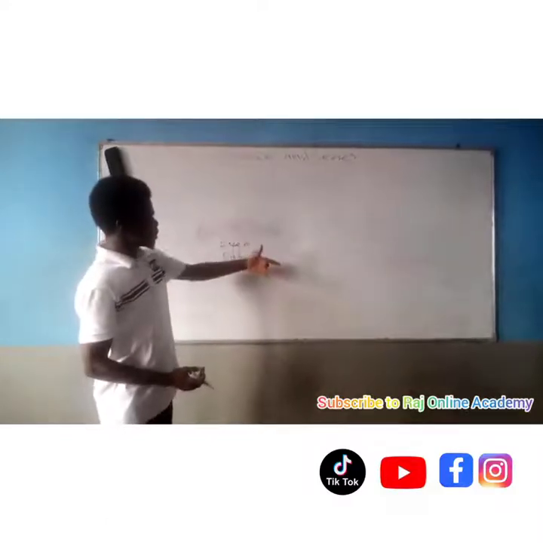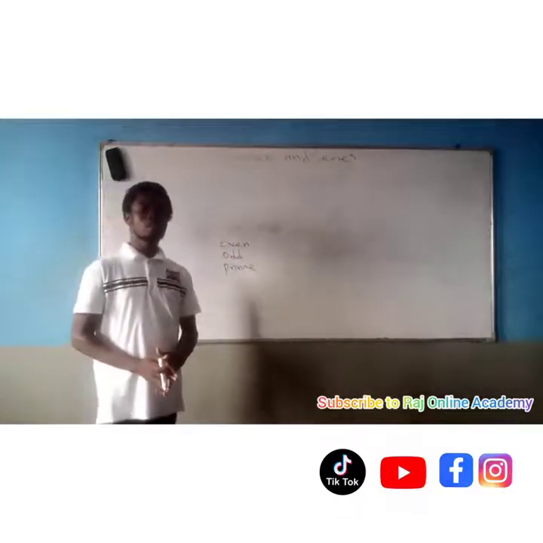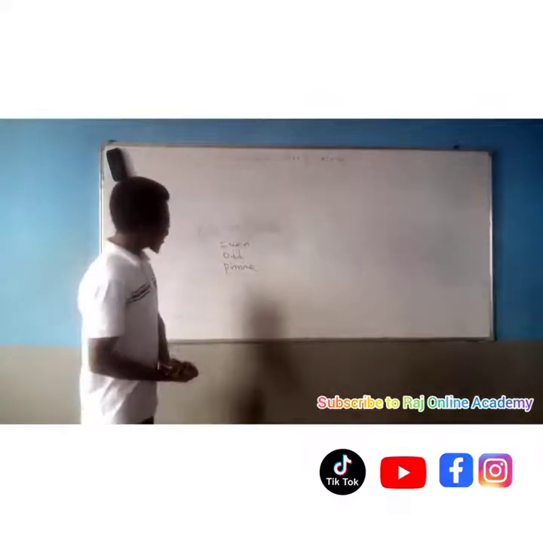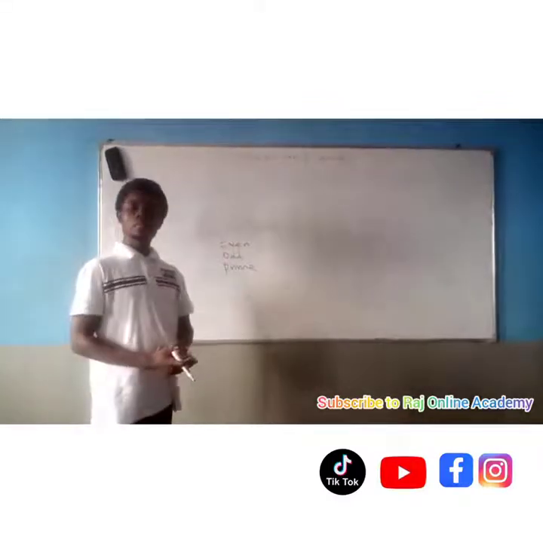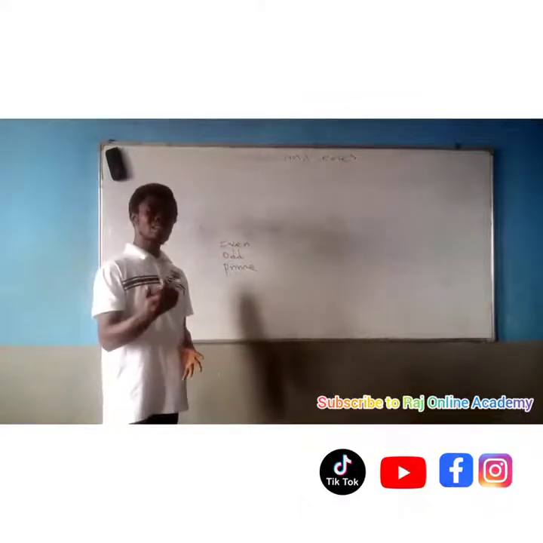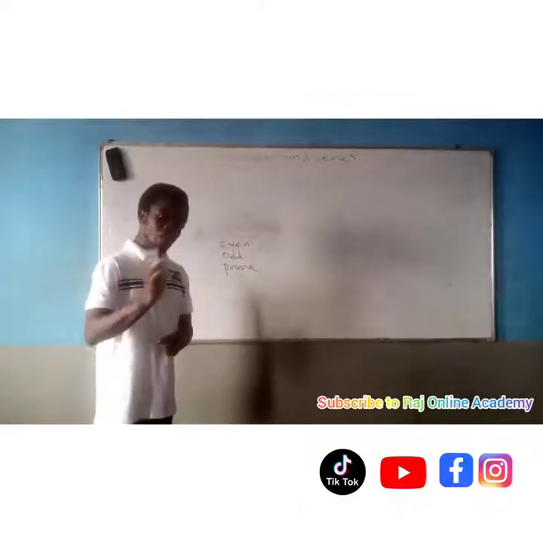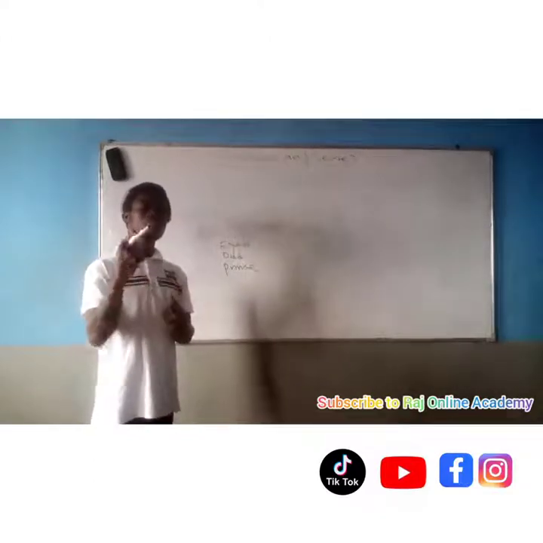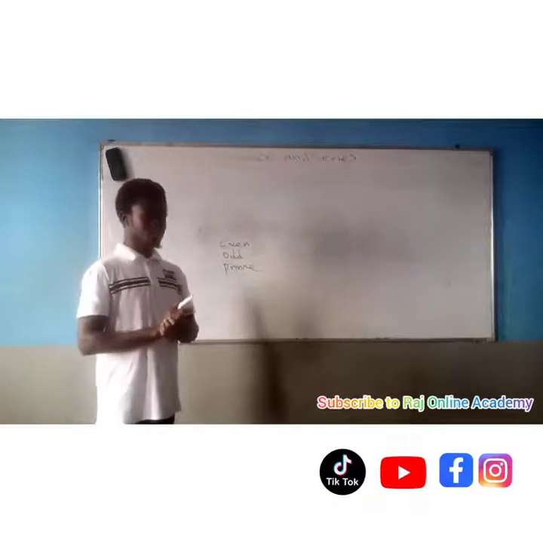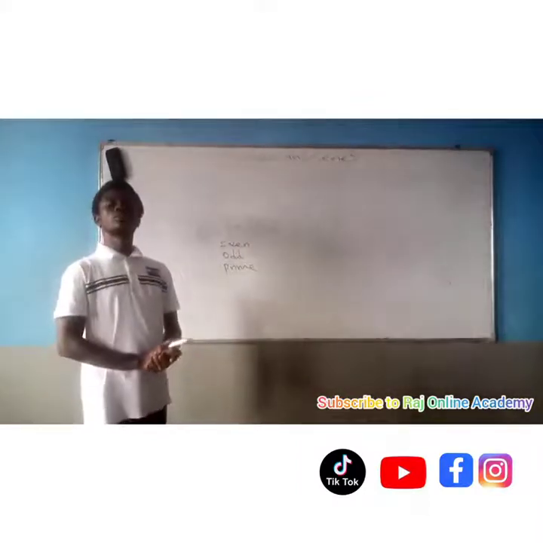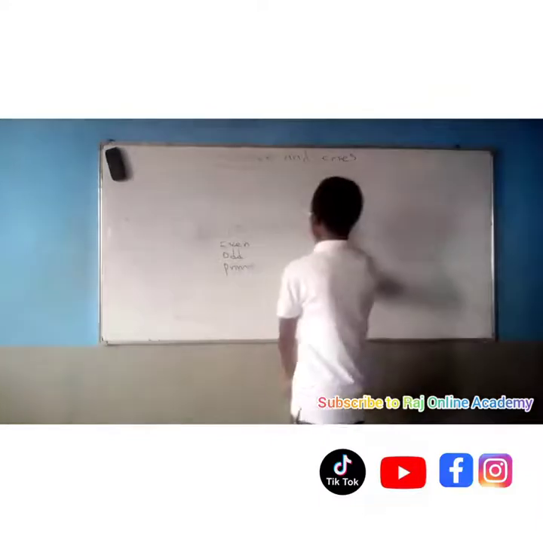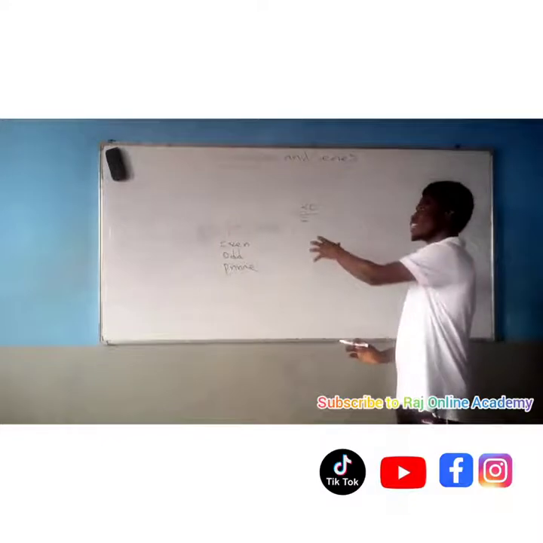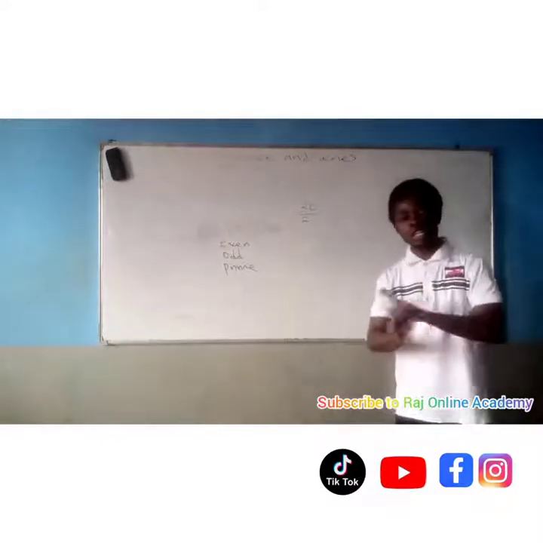Now we must understand what are even numbers, and we must also understand what are odd and prime numbers. Even numbers are numbers that can be divisible by 2 without a remainder. An example of an even number is 30 over 2, because even numbers are numbers that can be divisible by 2 with no remainder.